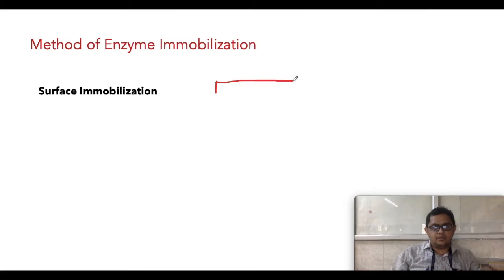How can we perform enzyme immobilization? There are many methods available. They are broadly classified into two categories. The first category is called surface immobilization. What I mean by surface immobilization is that your support material will be like this.